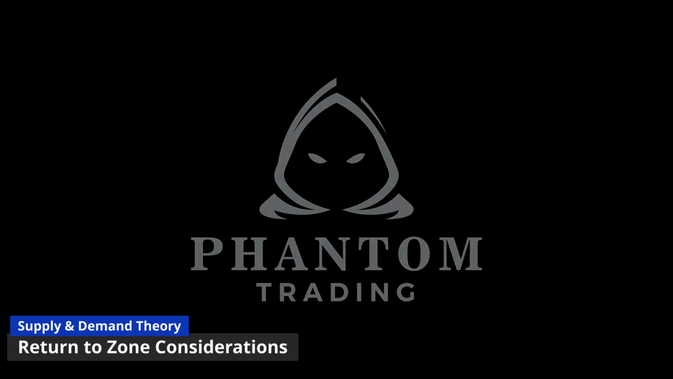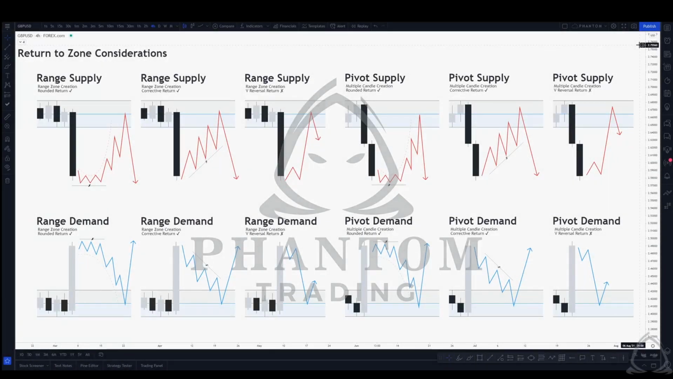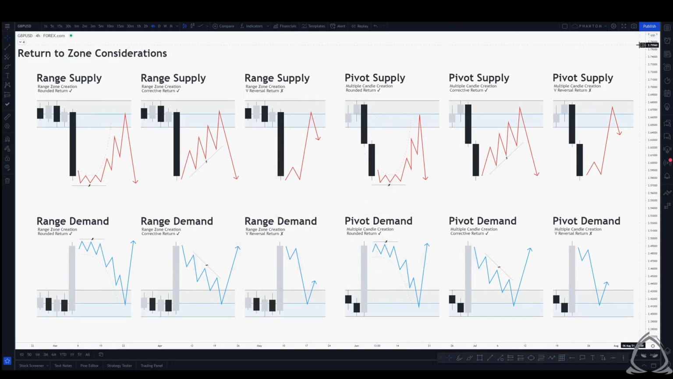Understand how supply and demand zones are created, how we map them, and the different ways that we can map them. The next most important thing is to understand how price is returning to the zone that we are looking to trade and what that may imply for our trade in question. Because as I stated in the previous videos, our job is to identify a supply or demand zone being created, map out that zone, and then patiently wait for price to return to that zone.